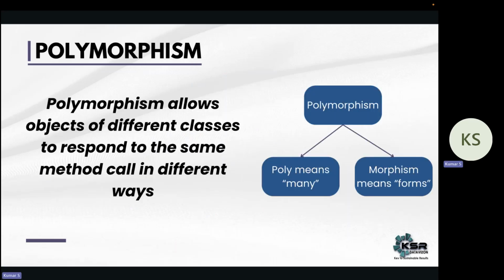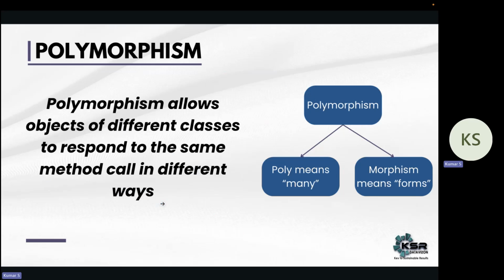Now let's understand polymorphism. So polymorphism is derived from two words. Poly means many, morphism means forms. This is a Greek word. Polymorphism is a Greek word which means many forms. So what is the definition? Polymorphism allows objects of different classes to respond to the same method call in different ways.